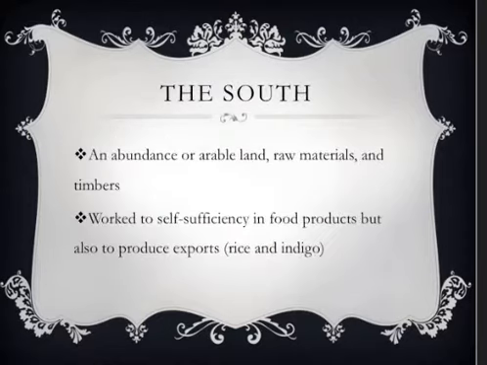Now, if we take a look at the South, it was also agricultural, had a great deal of land for agriculture, also had raw materials and timber. But the thing I want to point out to you is that the timbers that were available in the South, the trees that grow in the South, are not as transferable into the production of ships.